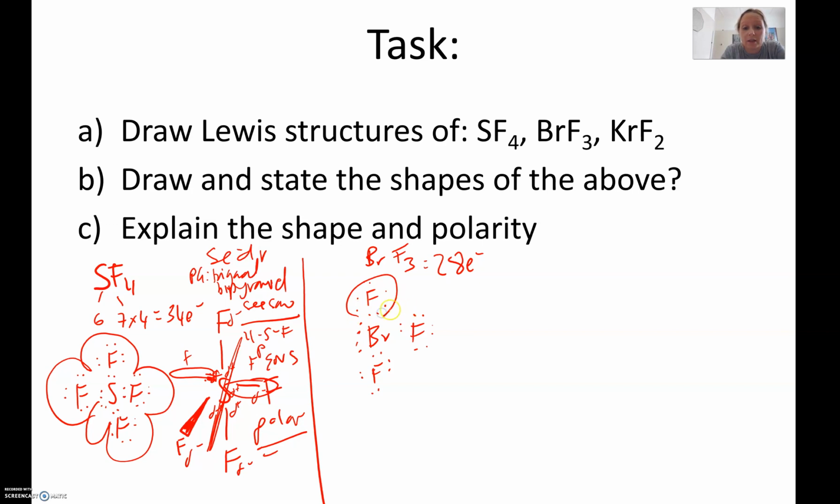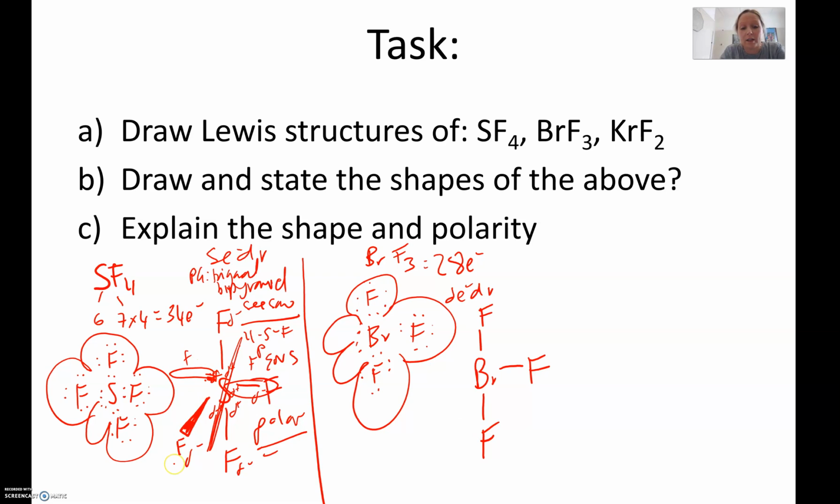There's 1, 2, 3, 4, 5 electron density regions. So the parent geometry here is trigonal bipyramid again. There are 3 bonding and 2 non-bonding, so our shape is in fact T-shaped, which is a nice easy one to draw. It's all in the plane of the page like so. I've just left out these 2 pairs here. I hope that makes sense.